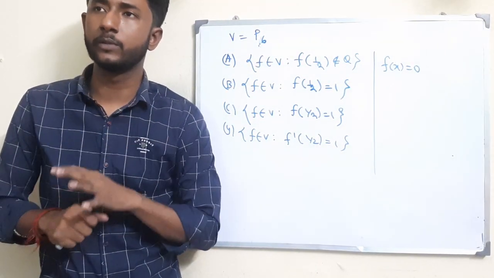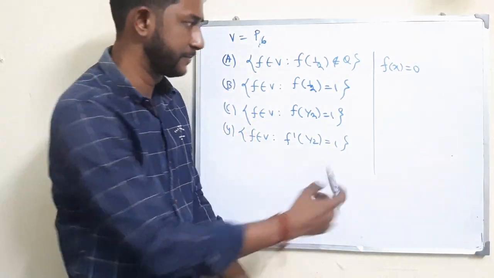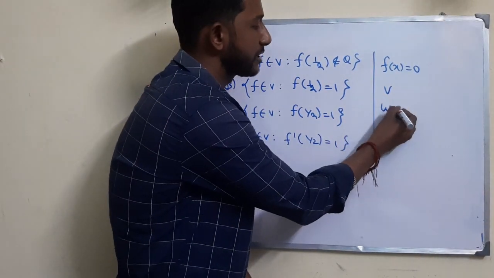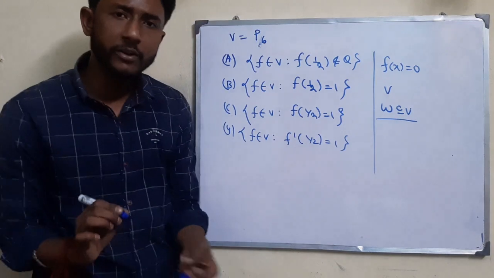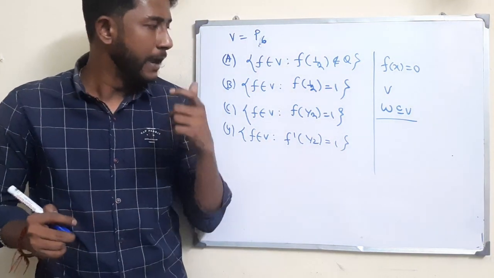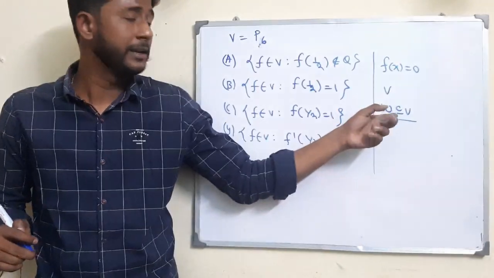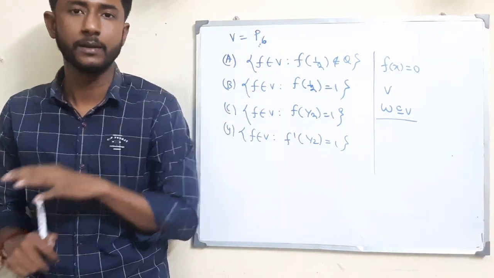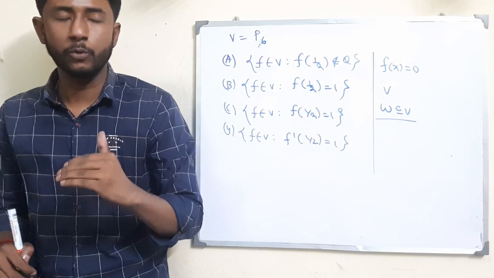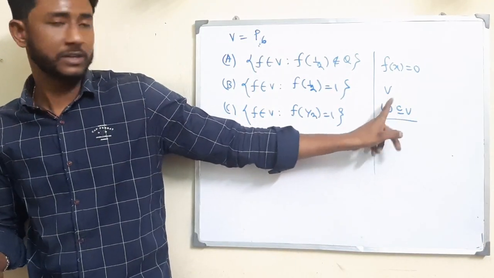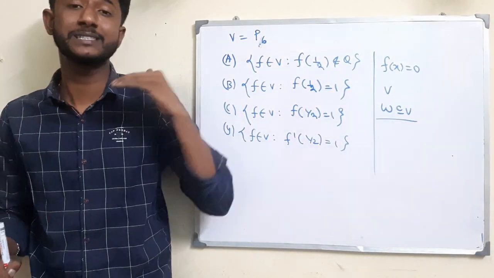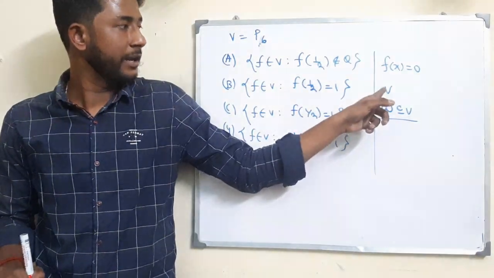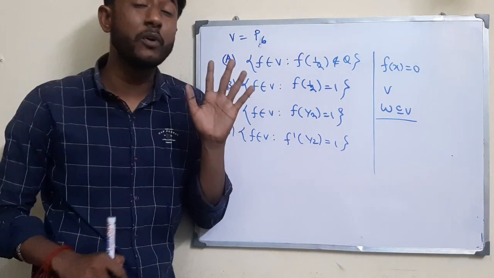Let me tell you that if V is a vector space and W is a subspace of V, we know that both V and W have the same identity element with respect to addition, right? I am repeating my argument again. This vector space V and its subspace W have the same identity element with respect to addition, right? So the identity element of V is f(x) equal to 0 for all x.